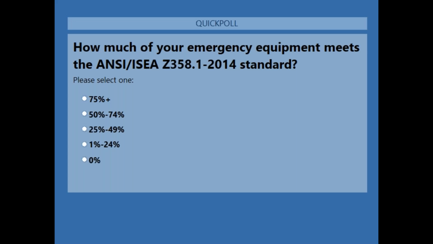How much of your emergency equipment meets the ANSI ISEA Z358.1 2014 standard? You can only select one option for this one again. The options are 75% plus, 50 to 74%, 25 to 49%, 1 to 24%, and 0%. I always love everybody's confidence here.